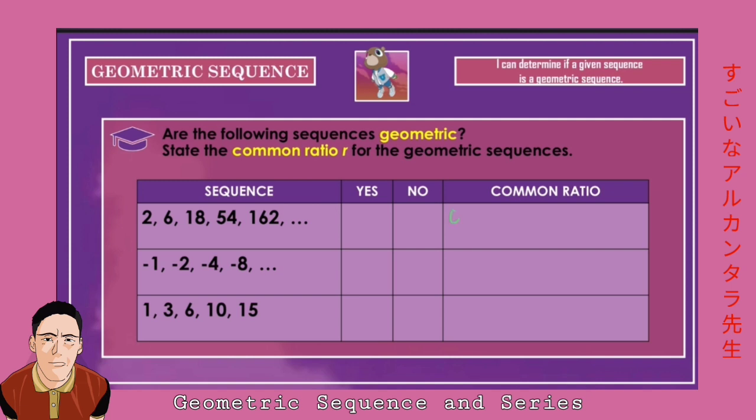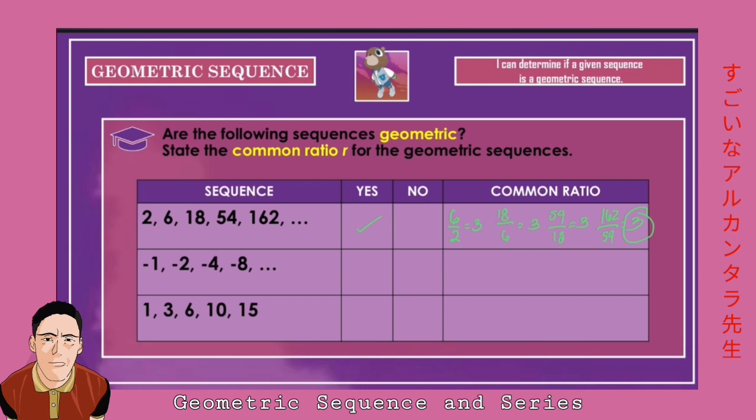So again, if you're confused, you may write it down. Like 6 divided by 2, this is equal to 3. 18 divided by 6, this is equal to 3. 54 divided by 18, this is equal to 3. And same with 162 divided by 54, this is equal to 3. So that's our common ratio, and it is a geometric sequence.